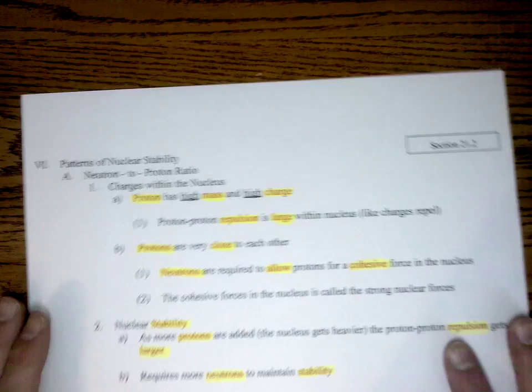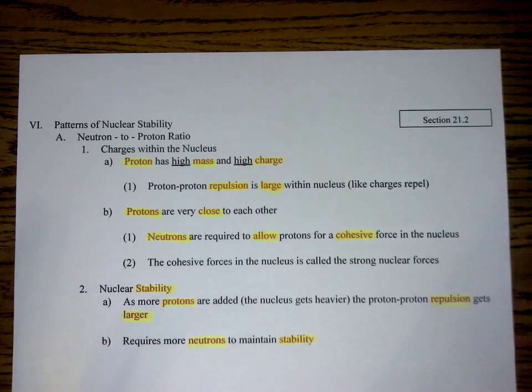Why do we have those radionuclei? Okay, so we start out here with this neutron to proton ratio. That is the granddaddy of them all here, as to why we have nuclear radiation. And so what happens here is that proton is going to have a high mass and high charge.